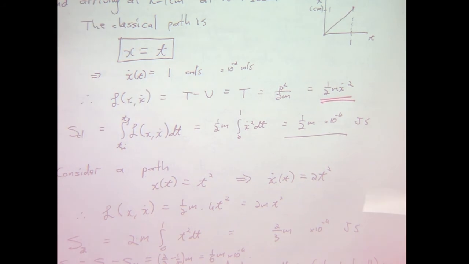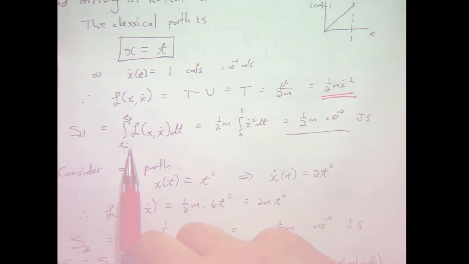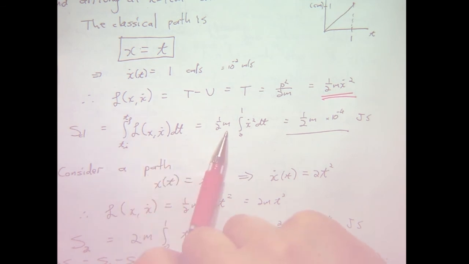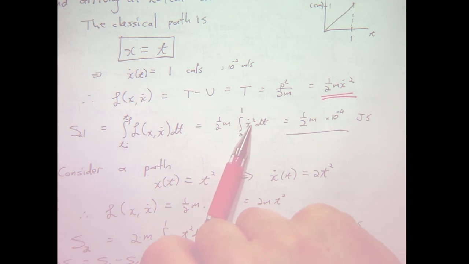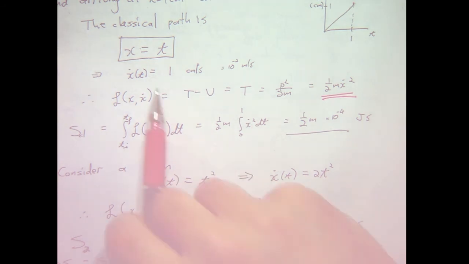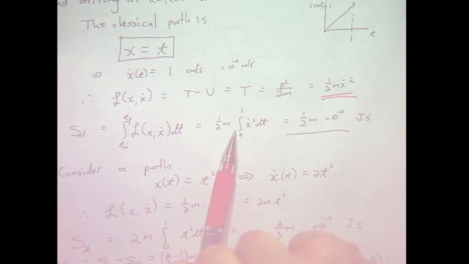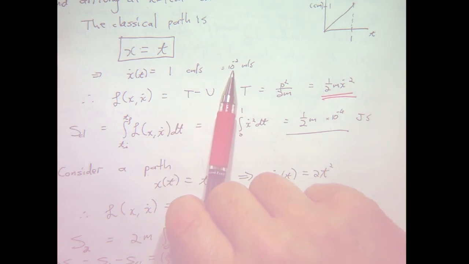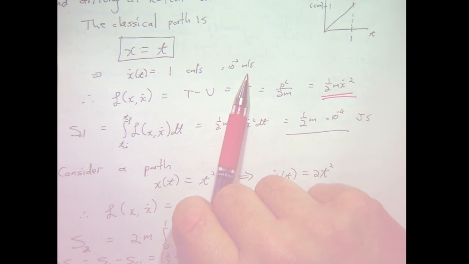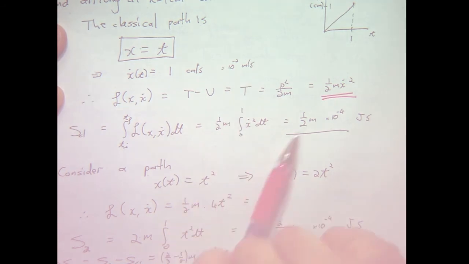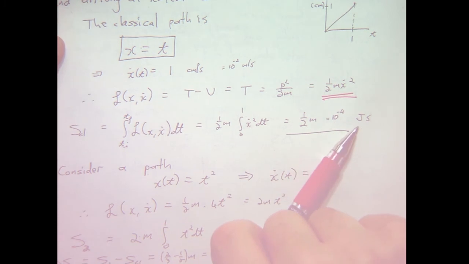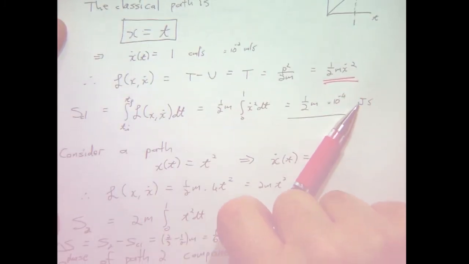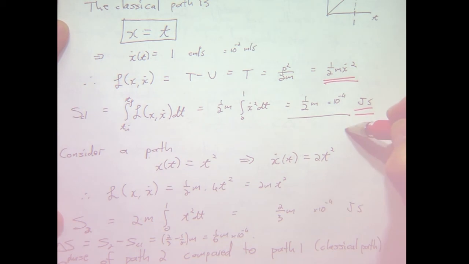So the classical action is defined as the integral from Ti to Tf of the Lagrangian. That's half m times the integral from 0 to 1 of x dot squared. But what's x dot squared? It's not just 1, it's actually 10^-2, because it's meters per second, so we're going to stay with SI units. So that's half m times 10^-4 joule seconds. So that's the action. Very often you'll read that the dimensions of h bar are called the action dimensions.